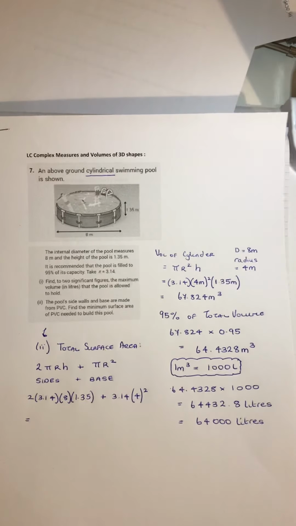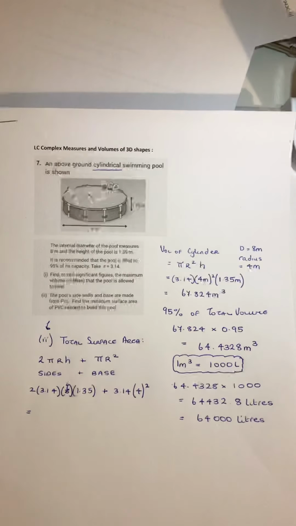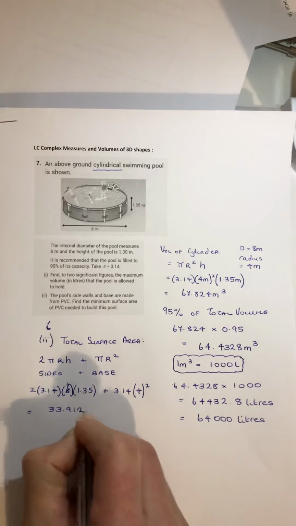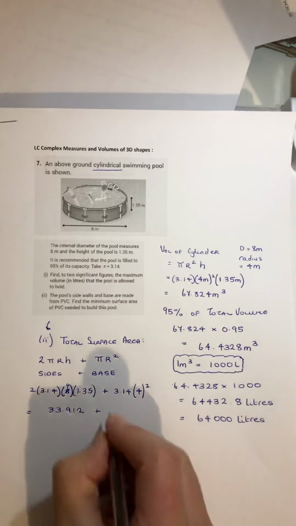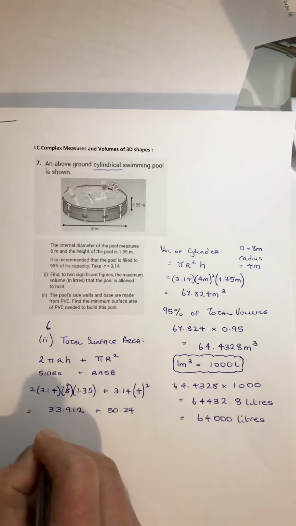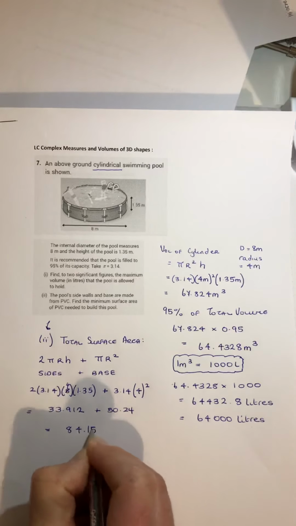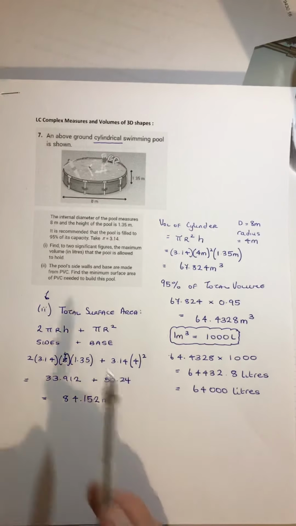So let's do that out in our calculator. So 2 times 3.14 multiplied by 4, multiplied by 1.35, which is equal to 33.912, plus 3.14 multiplied by 4 squared, which is equal to 50.24. Add the two of those together, and we get a total of 84.152 meters squared.